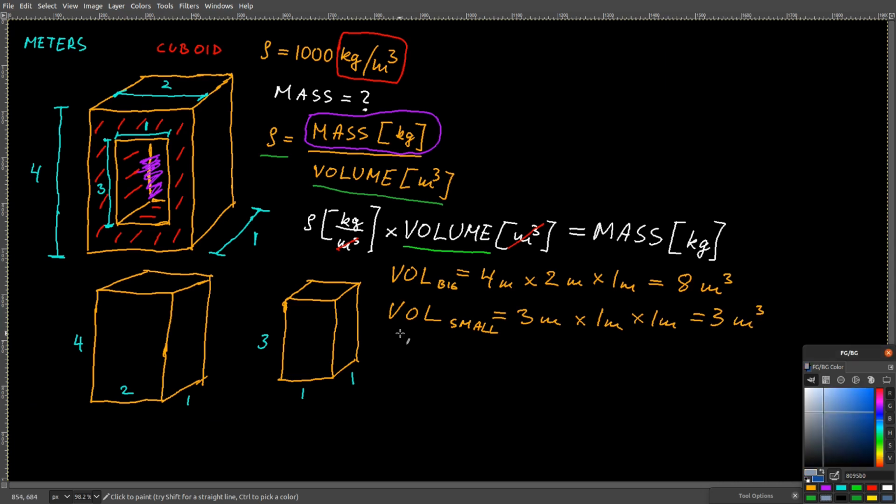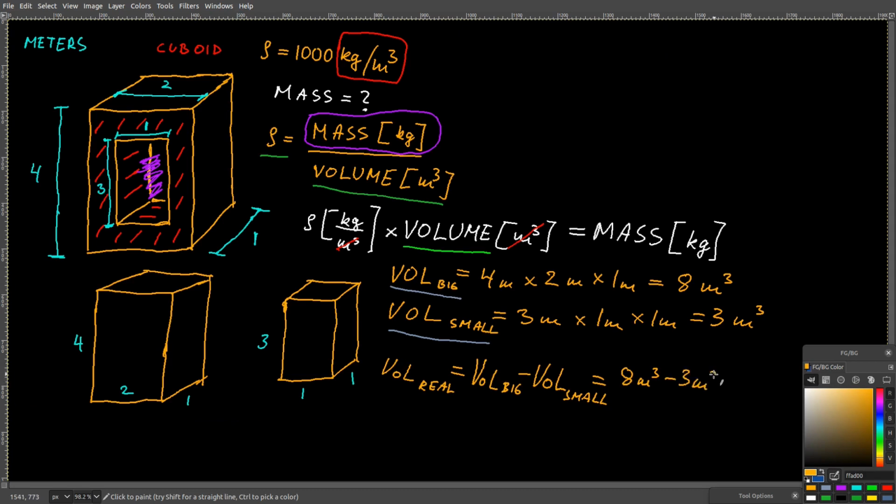If you now take the volume of the small cuboid that represents this empty volume inside, and you subtract it from the big cuboid, then you will get the following answer. 8 cubic meters minus 3 cubic meters equals 5 cubic meters. And that is the volume of this hollow cuboid.